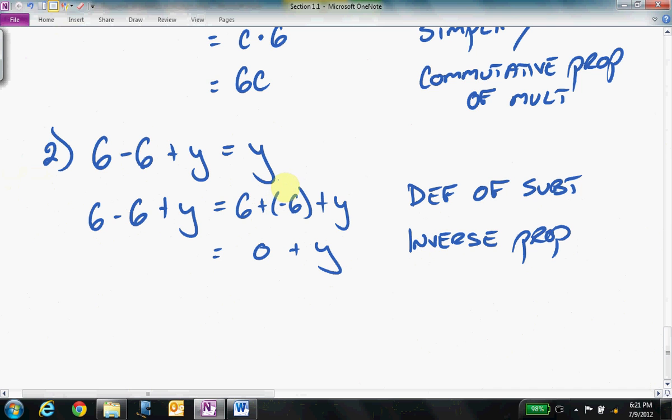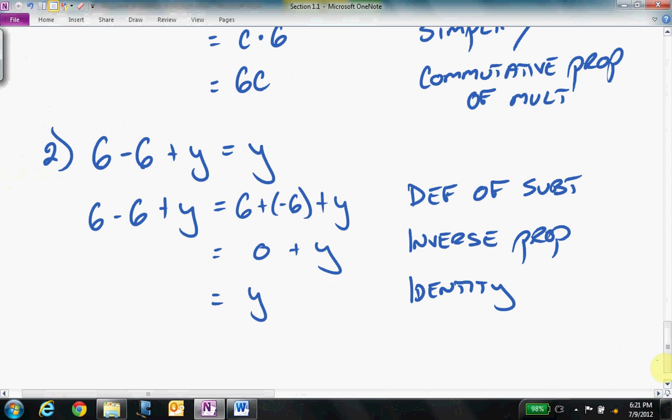If, for example, previously this negative 6 and the y were grouped, then you would have to apply your associative property first, right? Because they would have to be regrouped. But that was not part of the problem, so we'll take those away. Now, 0 plus y, well, you add 0 to anything, you're going to get the same thing. The identity didn't change, so we're going to use our identity property there. 0 plus y is y. And we've just proven the next problem.